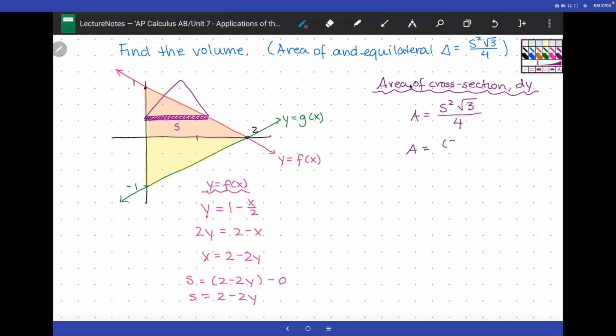So the side is (2 minus 2y squared) root 3 over 4. This kind of just depends on what you're going to do to solve the integral, because you could leave it like that and do u substitution, and it wouldn't be that hard. But you could also square it all out if you wanted to. And again, I'd say that's personal preference.